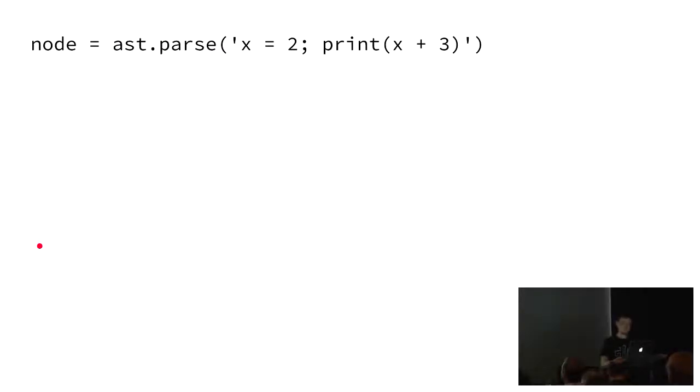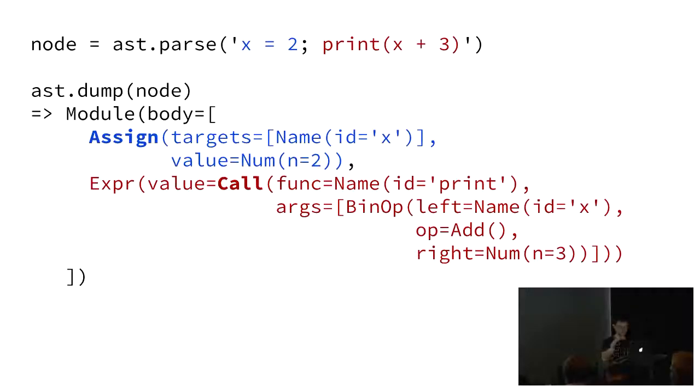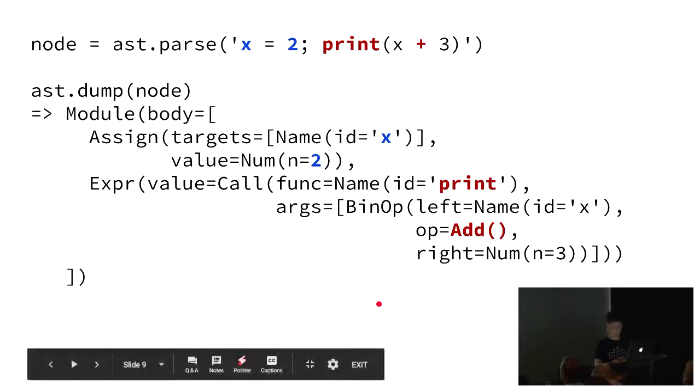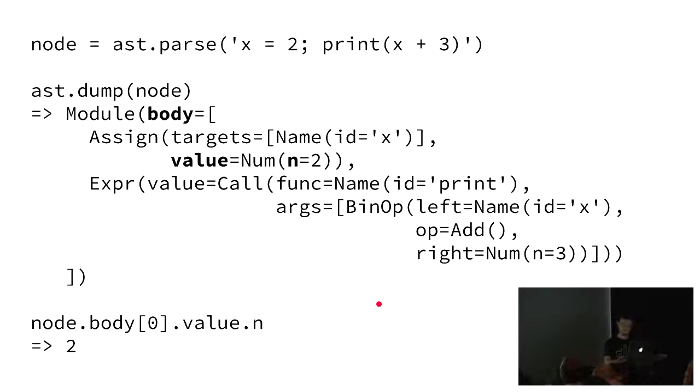So to start, pass a string containing Python source code to the parse function. And this returns an AST node. An easy way to see the contents of a node is with the dump function. Here we can see at the high level that the node is a module with two statements, an assignment and a function call. Going deeper into the tree, we can see more details like the names of variables, the values of literals, and the fact that we're adding two values together. Traversing through the tree is easy. You can just access the attributes. That's all there is to parsing Python. You probably all know already that you shouldn't parse HTML with regex. Same for Python.